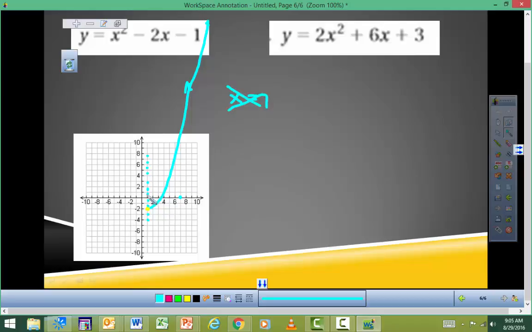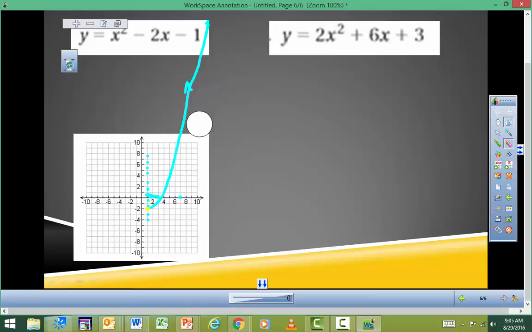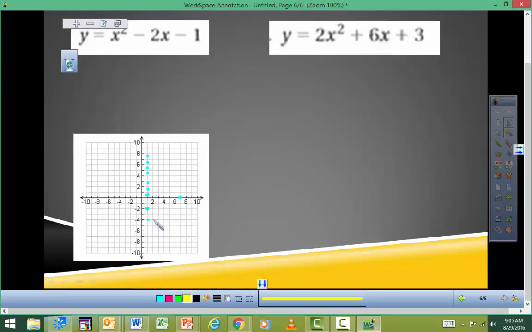Pick something that's closer. Like, how about x equal to 3? That's pretty close. That's not too far away. So what I would do is I would pick x equals 3. That might be a good choice. Okay, so again, we have a vertex point right there. Put that back in as yellow. So what I want to do now is, how about x equal to 3? If I use x equals 3, I'll put that in right here.